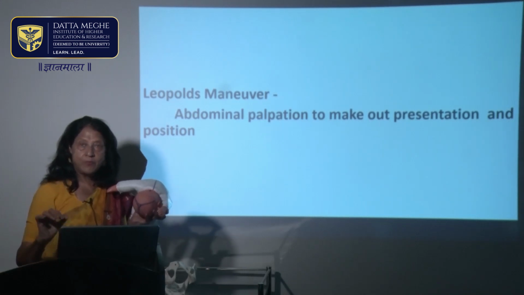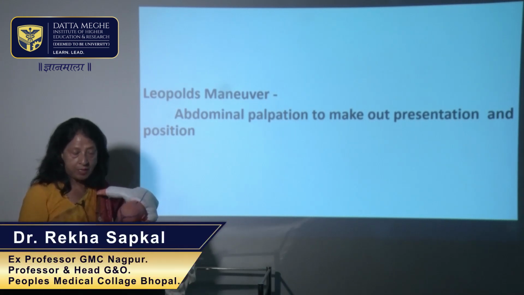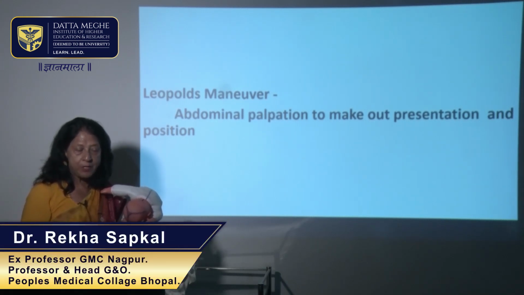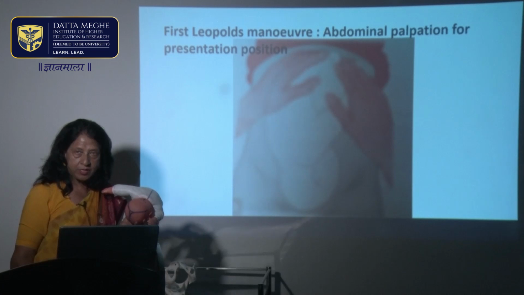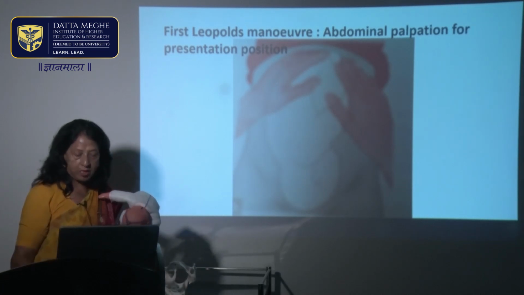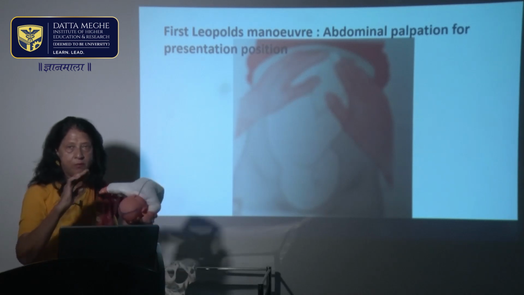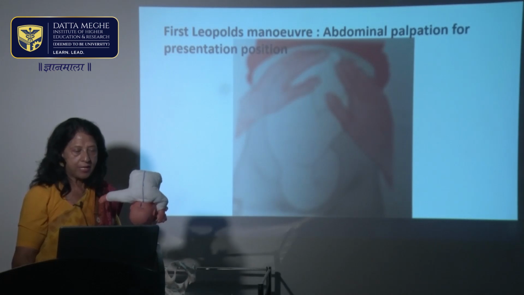Now, the presentation and position can also be determined by per abdominal palpation. For abdominal palpation, there are Leopold's maneuvers, with different steps, first to fourth. The first Leopold maneuver is fundal palpation. We palpate the fundus and make out a soft bulky portion.